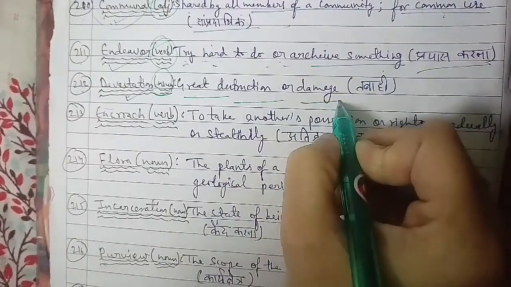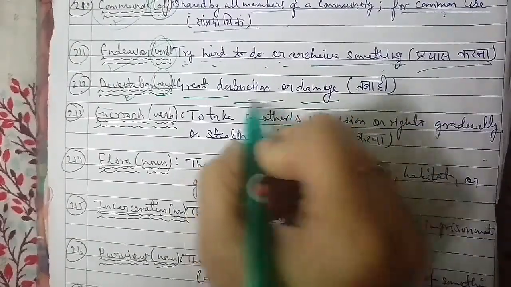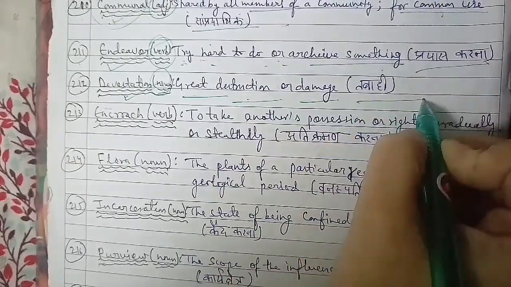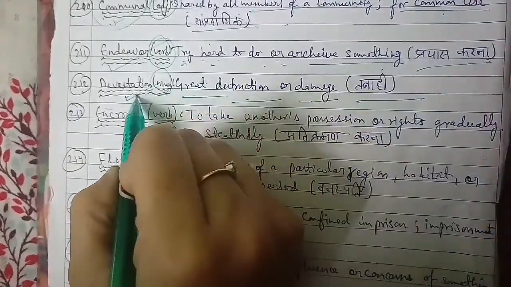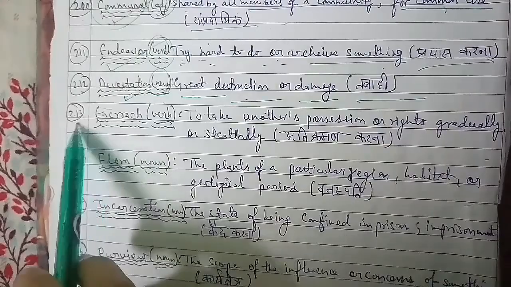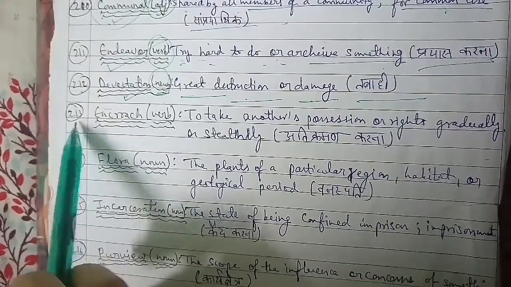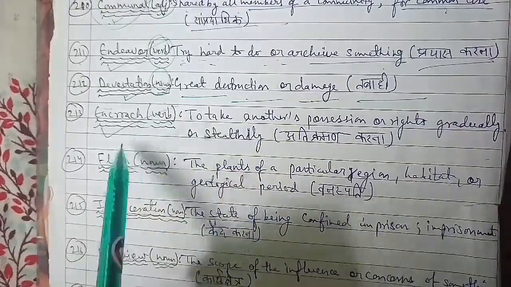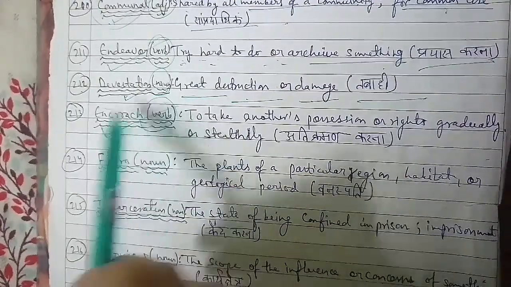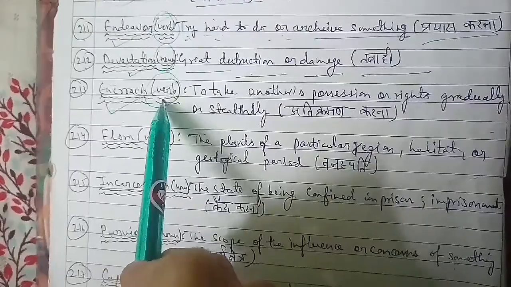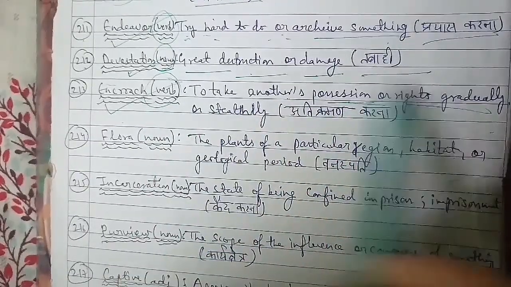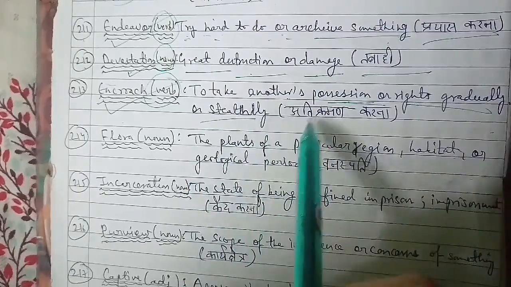Next word we have here, 214. The word is flora, and it is used as a noun. Flora means the plants of a particular region, habitat or geological period. एक plant जहाँ जो एक particular region का हो या एक particular habitat का हो या एक particular geological period का हो, and we are using the word flora there, जिसे हम कहते हैं वनस्पति.